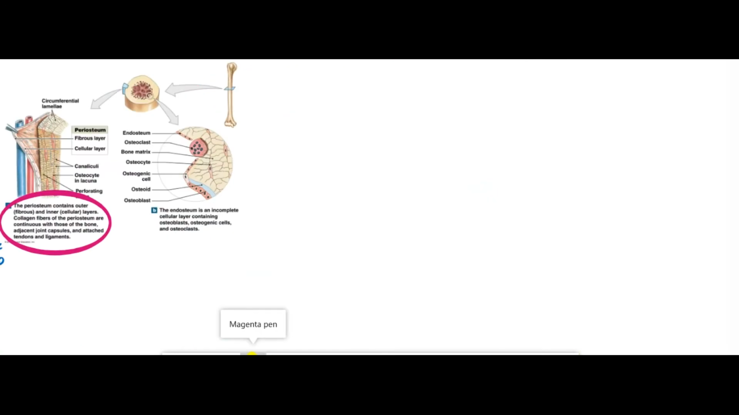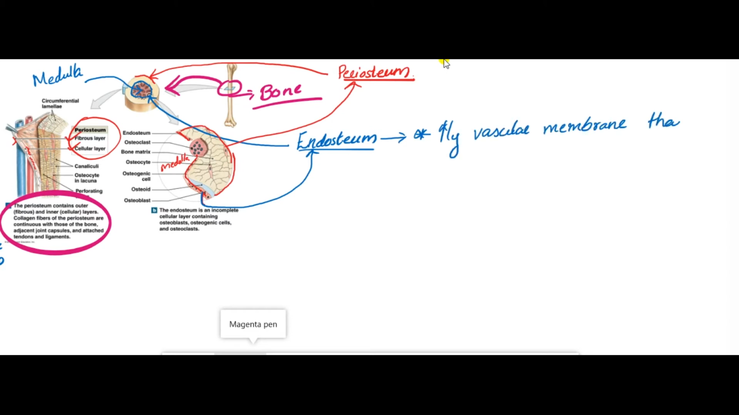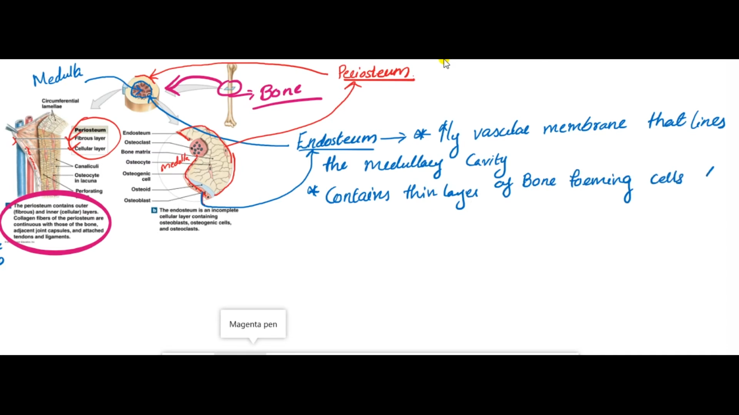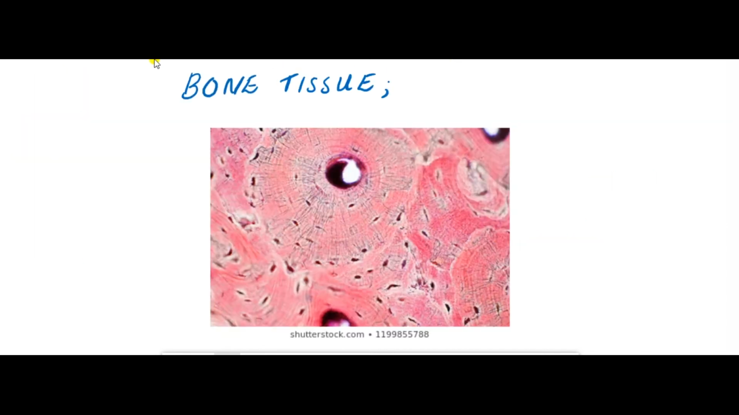and tendons. In the cross section of bone, the lining of the medulla is the endosteum. Periosteum is the outer lining of bone. It has two layers, and you can see here both periosteum and endosteum. Endosteum is a highly vascular membrane that lines the medullary cavity. It contains a thin layer of bone forming cells and a small amount of connective tissue. Osteoclasts are concentrated in the endosteum.